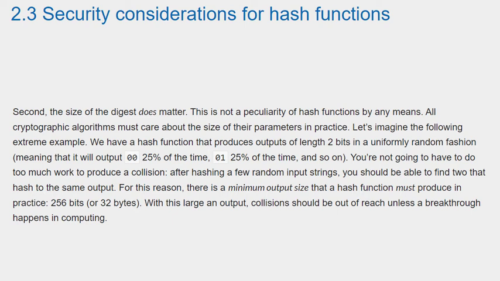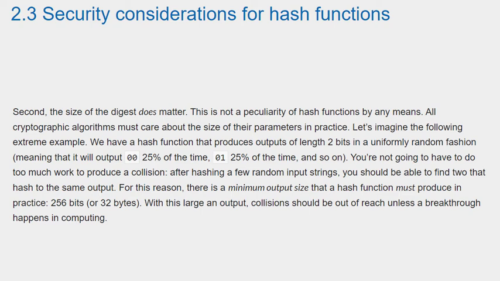Second, the size of the digest does matter. This is not a peculiarity of hash functions by any means. All cryptographic algorithms must care about the size of their parameters in practice. Let's imagine the following extreme example. We have a hash function that produces outputs of length 2 bits in a uniformly random fashion, meaning that it will output 00 25% of the time, 01 25% of the time, and so on. You're not going to have to do much work to produce a collision. After hashing a few random input strings, you should be able to find two that hash to the same output.